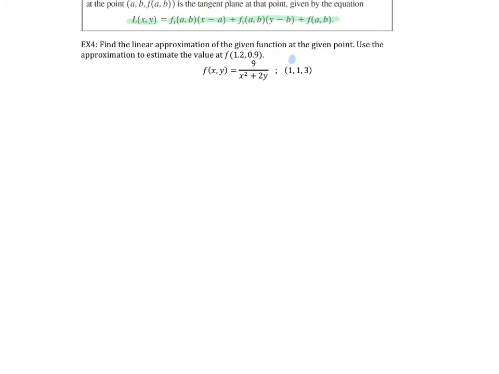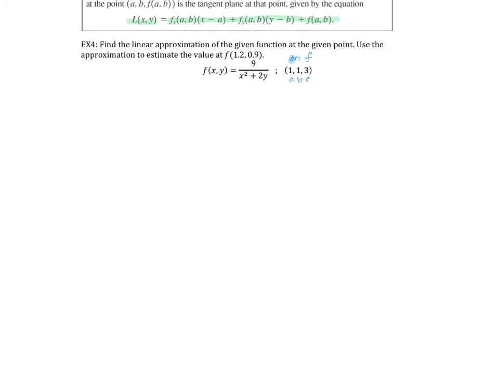So this is our function f, and that's what we're going to use to create our linear approximation. This would be my a, my b, and my c. The first thing I need is to figure out the partial derivative with respect to x and y and evaluate it at the a value of 1 and the b value of 1.